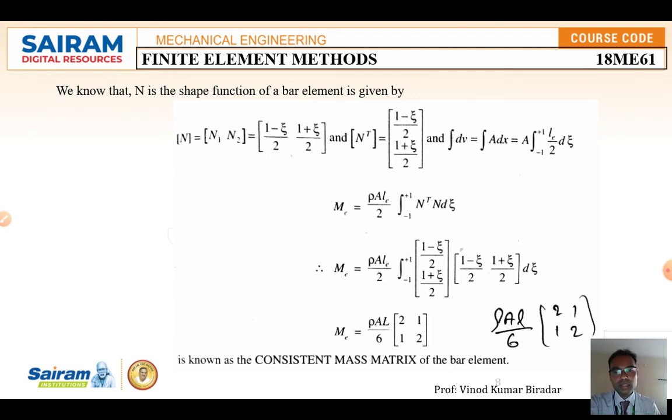For the consistent mass matrix, the density of the given bar element or metal property will be constant; they may give some values. Area they may also give. Suppose area is not given, let us assume area is equal to 1 meter square, and the length of the given bar element they give. Then 6, 2 1 1 2. This consistent mass matrix equation for the bar element you have to remember.